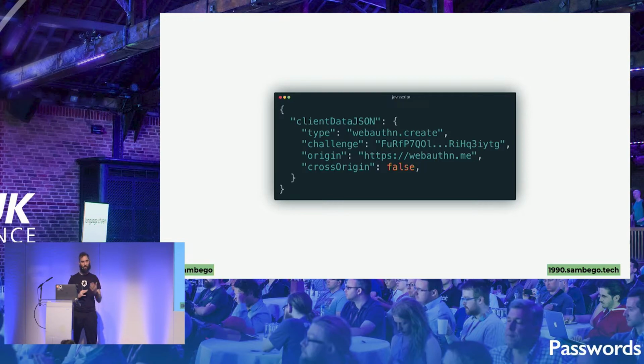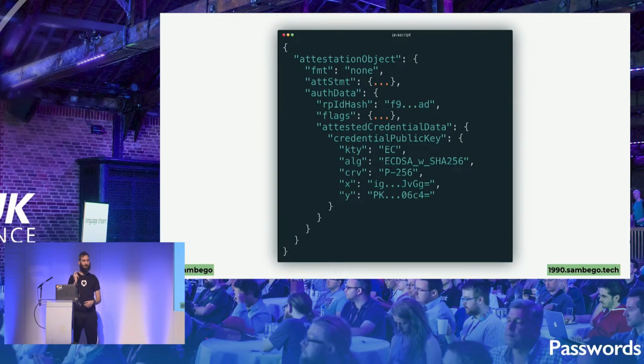We used webauthn.create. The original challenge that we signed is this one. You can verify that it's the same one you sent to your users. The origin on which website your user is doing this WebAuthn request, and if it's cross-origin or not. And the attestation object is a bit longer, but it contains the public key information you can store in your database to verify signatures in the future.